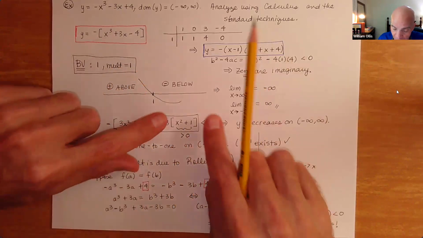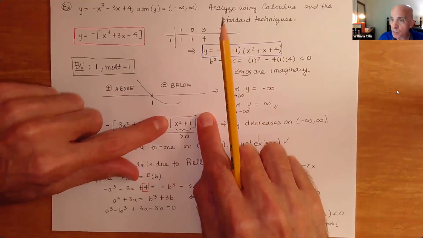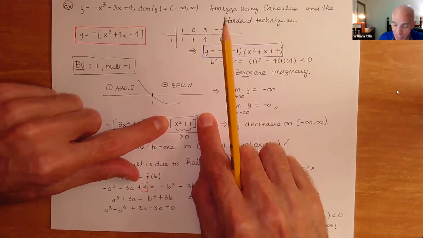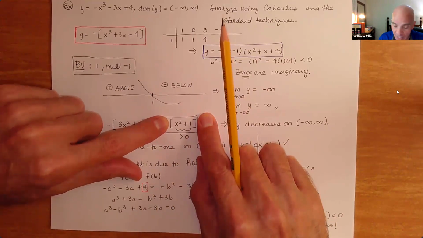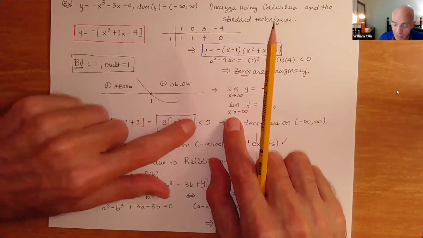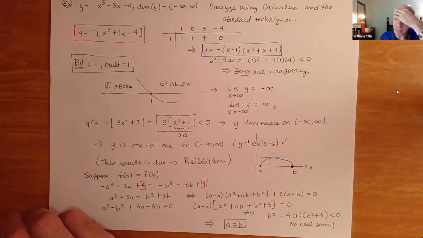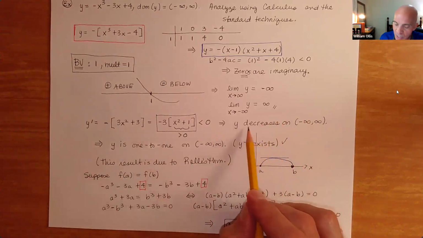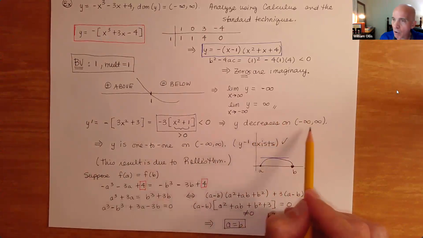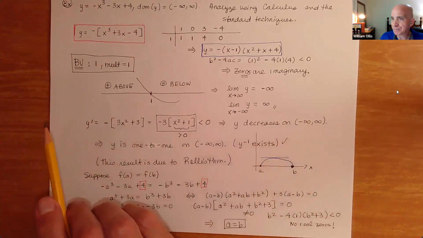Now, of course, the factor x squared plus 1 only has imaginary zeros. This is always positive. And then, of course, the -3 gives us a negative derivative. And it's always negative, okay? It's always negative. That's really important. So now, by increasing, decreasing, we see y decreases on the real number line.